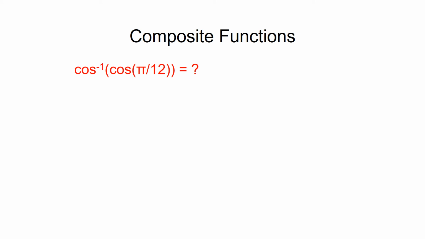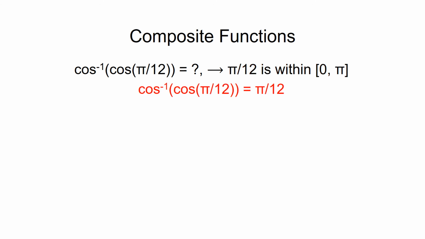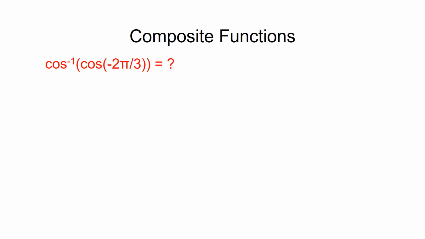Now let's look at some more examples. Here we have an angle pi over 12, and we want to know what the inverse cosine of the cosine of this angle is. Since pi over 12 is within the interval 0 to pi, the answer is pi over 12. That one was straightforward, but what happens when we change the angle to -2 pi over 3? This angle is not within the interval 0 to pi.